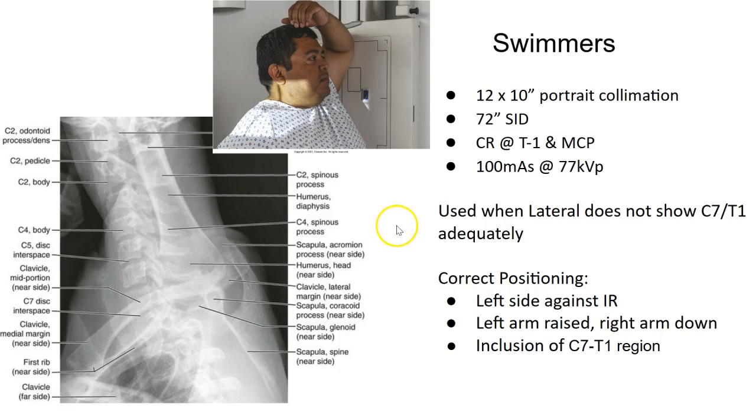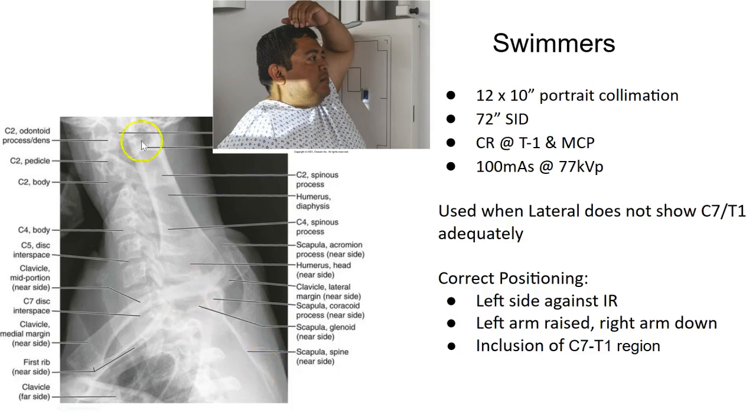So how do we know we're correctly positioned? Well, again, the patient should be in a left lateral. You're going to this time ask them to raise their left arm and drop again that right shoulder. And the purpose is to separate those shoulders again so that we can visualize that spine a little bit better. So if you look at the x-ray here, you can see here's the left arm. It's elevated or raised, and then the right arm is down.